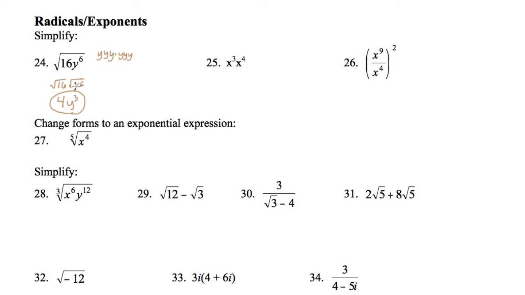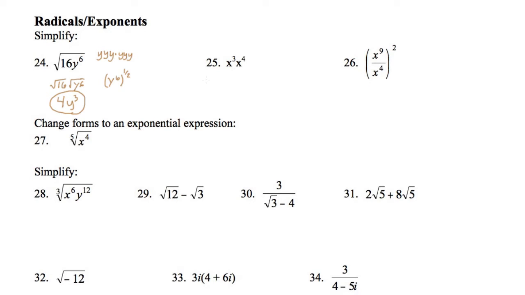Another way to think about that, if you have the square root, that's really the same thing as the 1/2 power. So if you have y to the 6th to the 1/2, and then you use the fact that you can multiply exponents, 6 times 1/2, you get y to the 3rd. So that's another way to come up with y to the 3rd there.